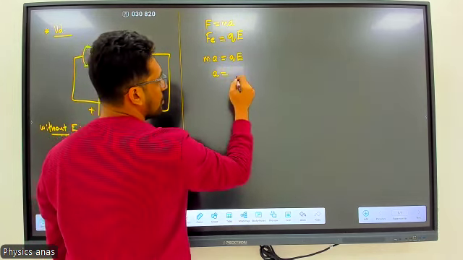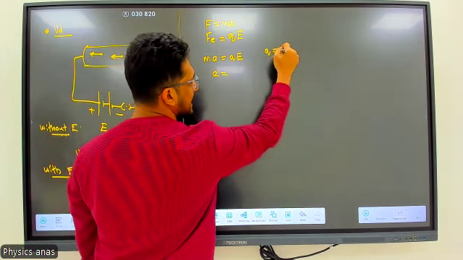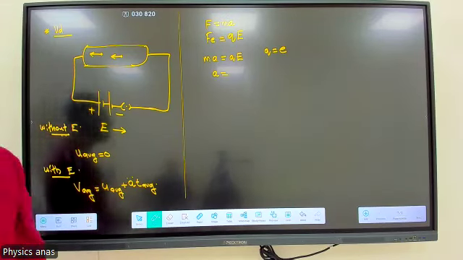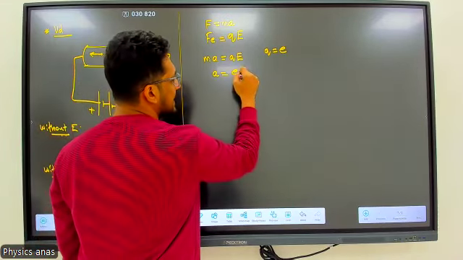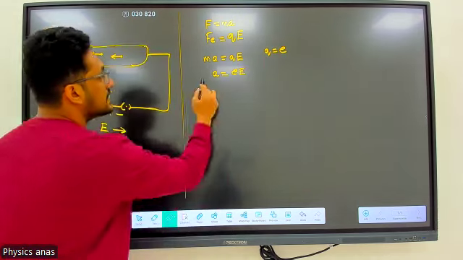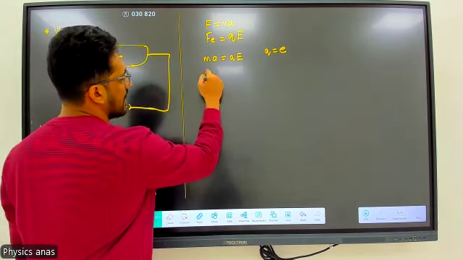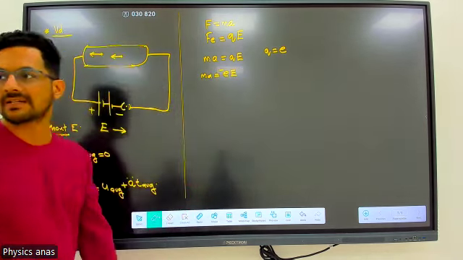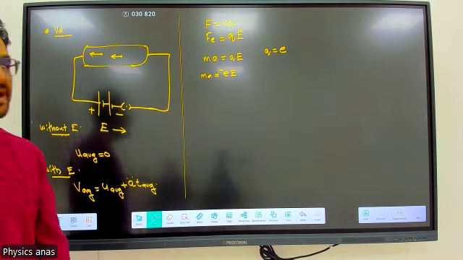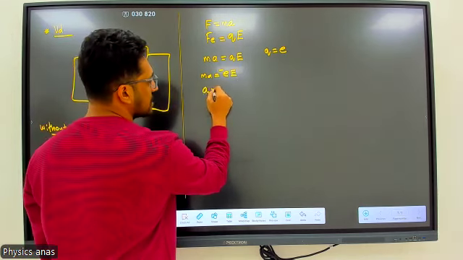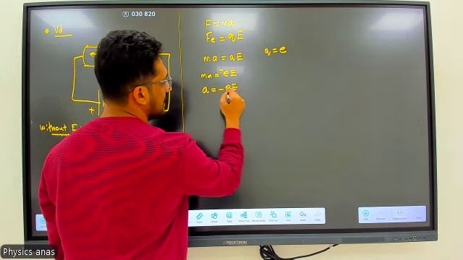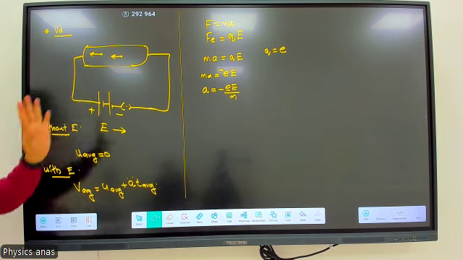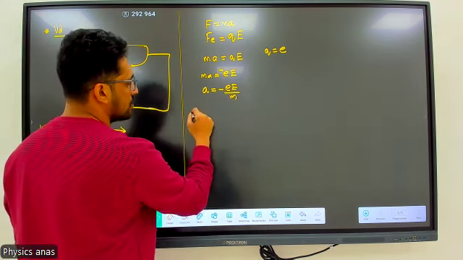So you will get A. Now Q is the charge, the charge of the electron, which is e. There will be a minus because the charge of the electron is negative. Then acceleration is equal to minus eE by m. This is the acceleration. Now you can use that here.